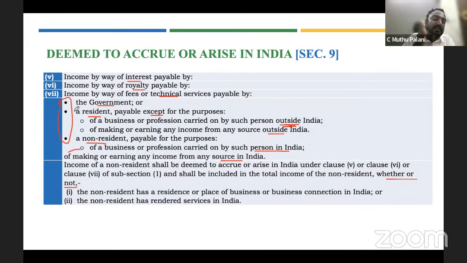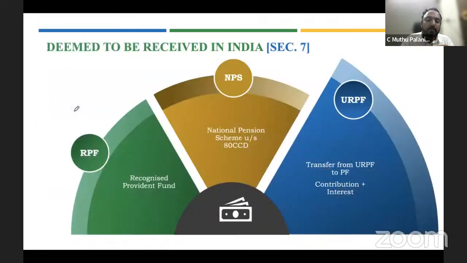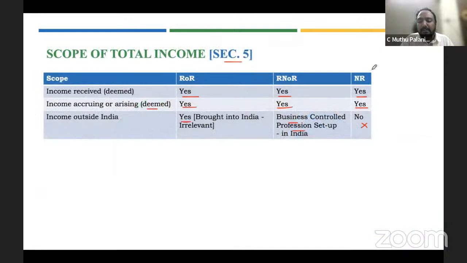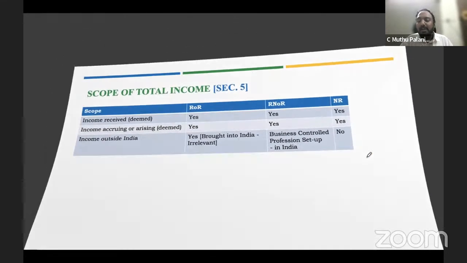So to know whether an income is accruing in India or not, you need to see section 9. To know whether an income is received in India or not, you need to see section 7. So on seeing this, you will understand the scope of total income. Once we have understood the scope of total income, of course, what we need to understand? We need to understand this matrix. So this matrix will give you a complete picture on whether or not this particular income is taxable. Okay. So we'll move on to the next topic.